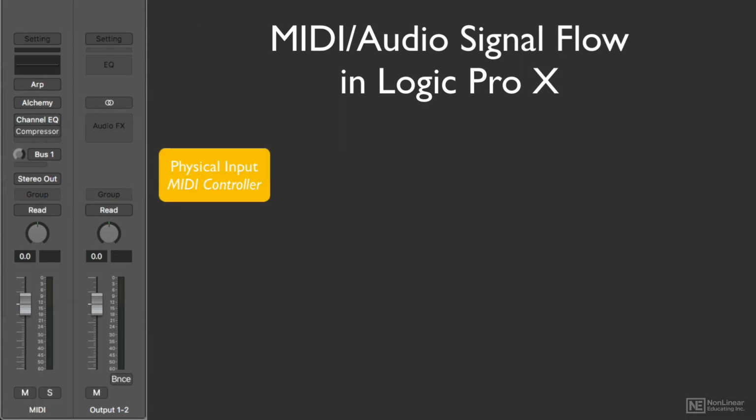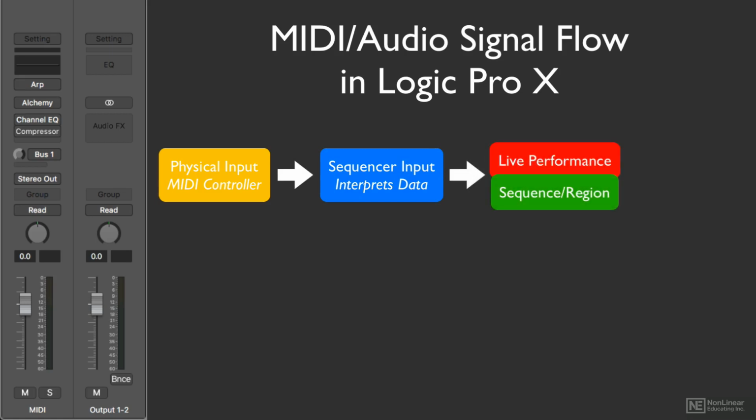So the first step in the signal chain is your MIDI controller, typically connected via USB. This is normally referred to as a physical input. This inputs MIDI data into Logic's sequencer input, which interprets the digital data as musical information. Now this can split off in two ways, as a live performance or recorded as a MIDI sequence in the form of a MIDI region in Logic.